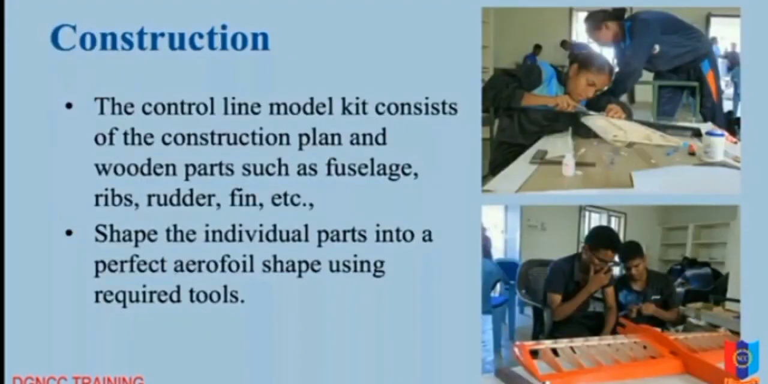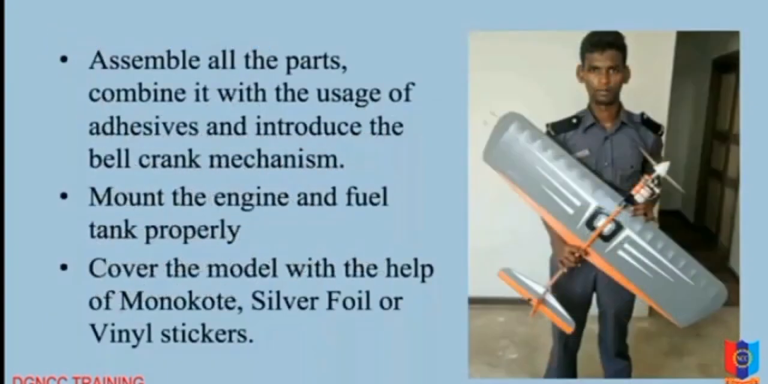Construction of control line aero models. The control line model kit consists of the construction plan and the wooden blocks such as the fuselage, ribs, rudder, fin, etc. The blocks are then shaped into individual parts and put together to make a perfect aerofoil shape using the required tools and adhesives.